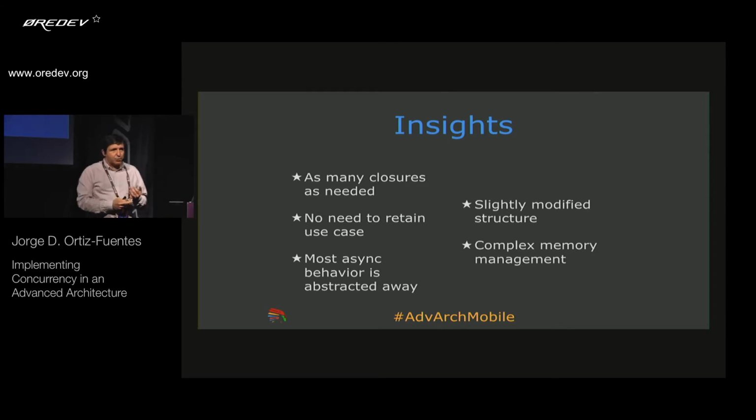Again, I can have as many closures here as I wish. I can avoid having a retention of the memory of the use case. So I can run and forget, and it will be held by the queue as long as it's needed. And not all, but most of the behavior that we want from the use case that is asynchronous is abstracted away by the protocol extension that I showed to you. The thing is that the structure of a use case is slightly modified. Instead of having a function that does the execution, we have a function that does the asynchronous execution. And the memory management is a little bit more complex than what we had before.